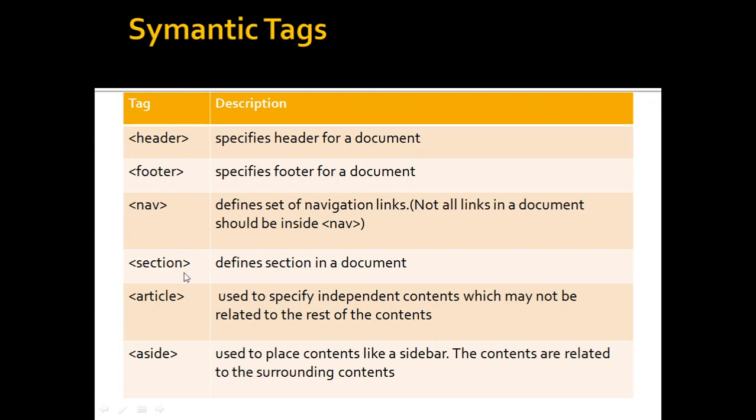Next tag is the section tag. Section tag defines a section in a document. That is, we can create different sections or parts to add the web contents in our document. Next to that is the article tag. The article tag is used to specify independent contents. These contents may not be related to the rest of the web contents. Article element generally includes a forum post, blog post, or news story.